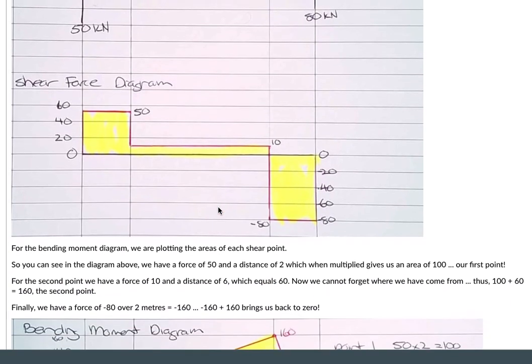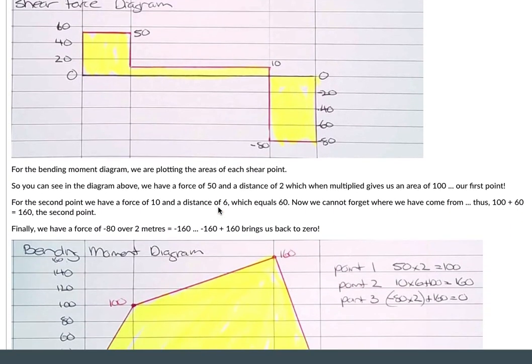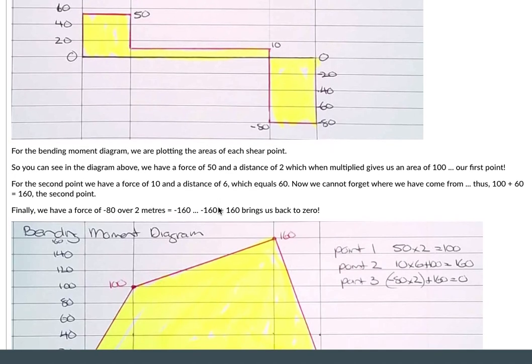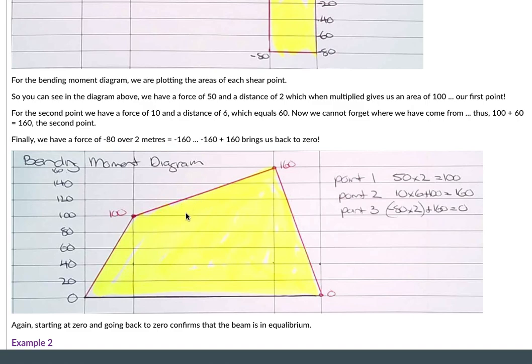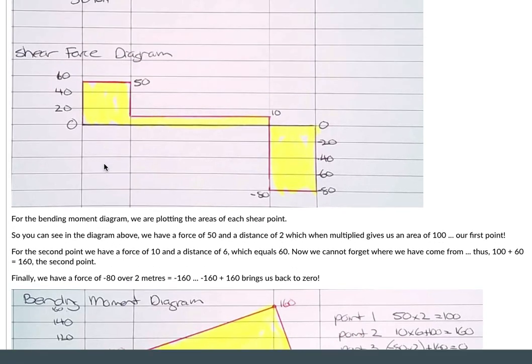Now, the easiest way to do the bending moment diagram, I'm just going to have to, am I going to fit? Sort of do. Okay, I'll come back to it. So to calculate out this bending moment diagram, the easiest way to do it is by working out the area that we've actually got within the shear force.